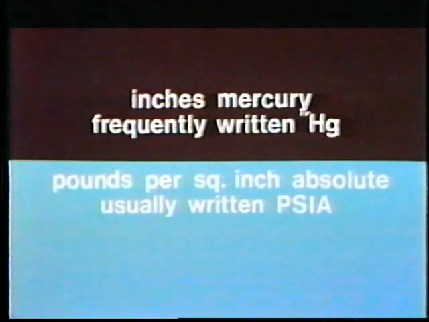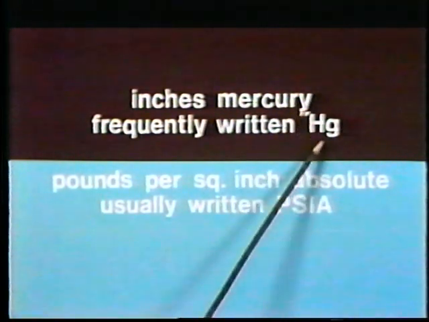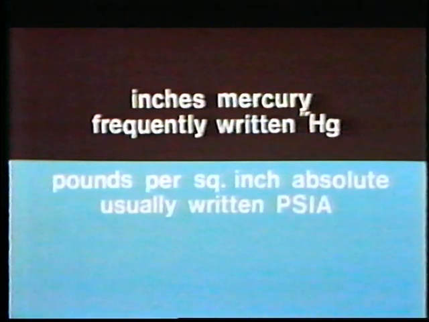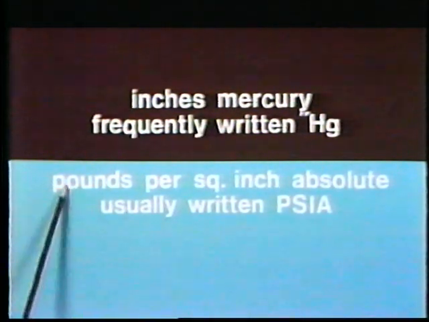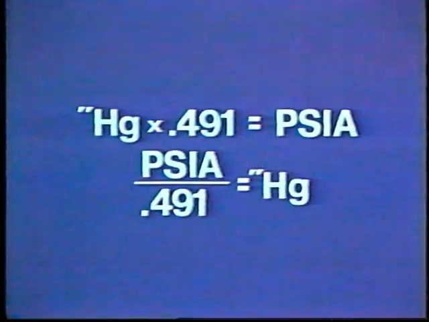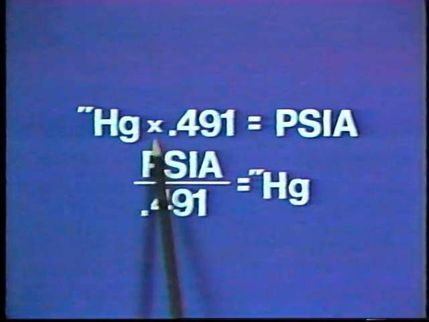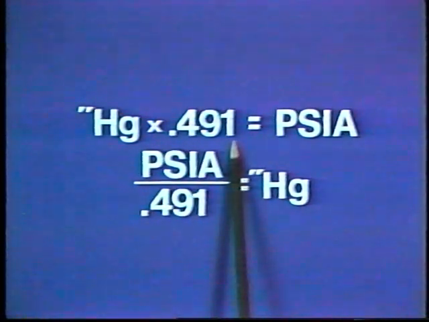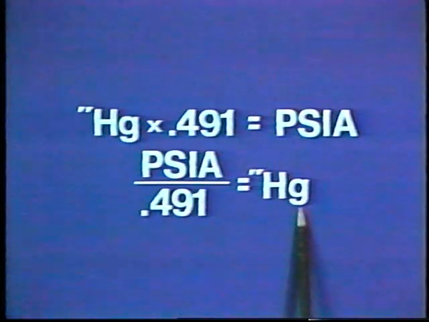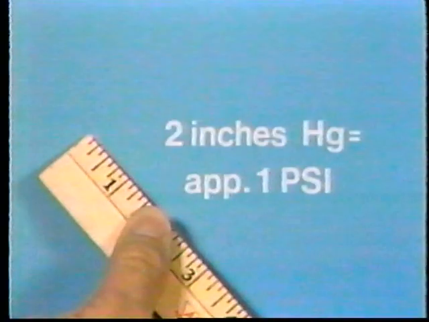As we see here, atmospheric pressure can be stated in either inches of mercury, with dashes for inches and the letters Hg, which is the chemical notation for mercury, or in terms of pounds per square inch absolute, which is usually shortened to PSI-A. To convert inches of mercury to PSI-A, as we have just seen, we simply multiply by 0.491. To find inches of mercury when we start with PSI-A, we divide by 0.491. A rule of thumb is that 2 inches of mercury equals approximately 1 pound pressure.